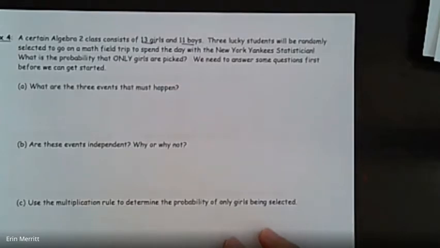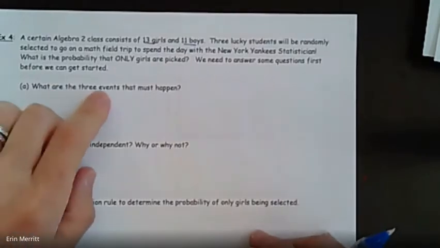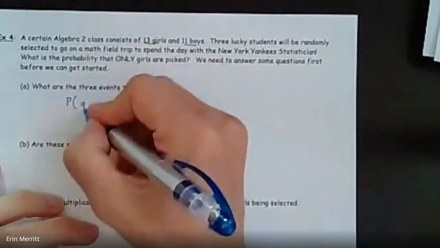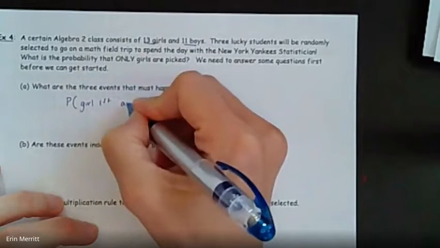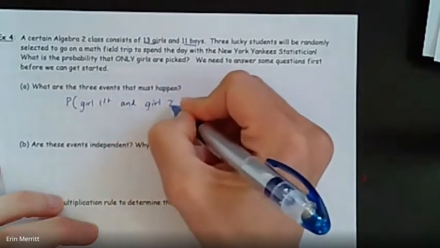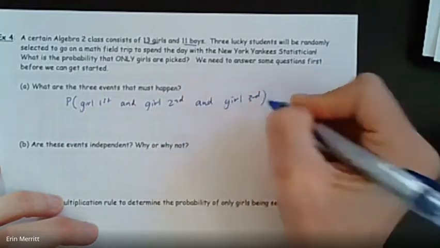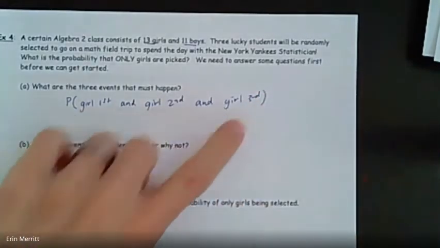What is the probability that only girls are picked? Right, we have a couple more girls than guys, but still the chance that only girls are picked, right? It's definitely not going to be 100% of the time. And it says we need to answer some questions before we can actually start that. Okay. What are the 3 events that must happen? Well, that means you would pick a girl first, and then another girl second, if you will, and then another girl third. All right. So picking a girl and picking a girl and picking a girl.